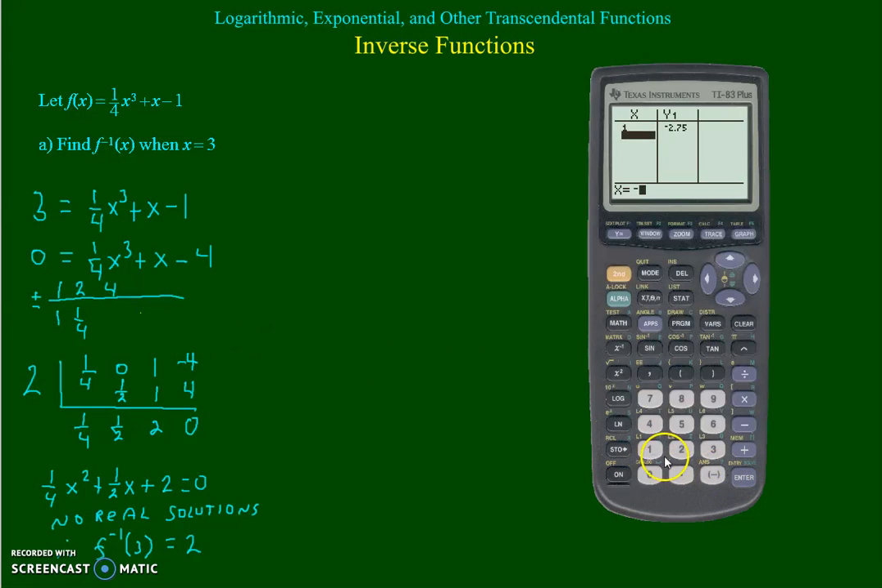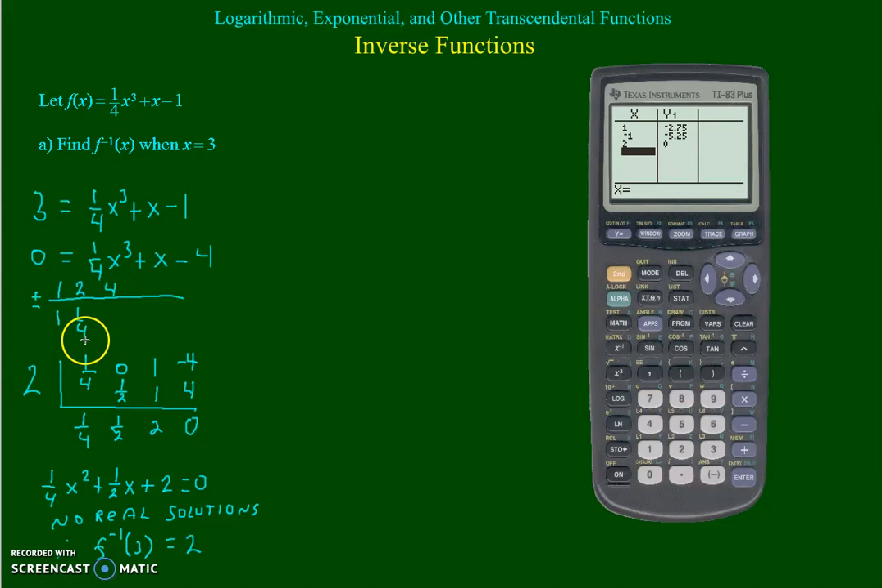That doesn't work. -1. That didn't work. 2. And 2 works. So we can see that f of 2 is 0. That means x minus 2 is a factor of this expression. Therefore, 2 must be a 0.